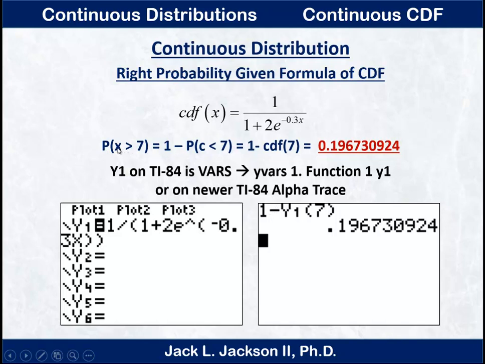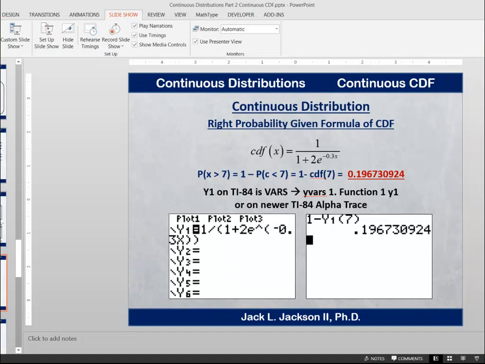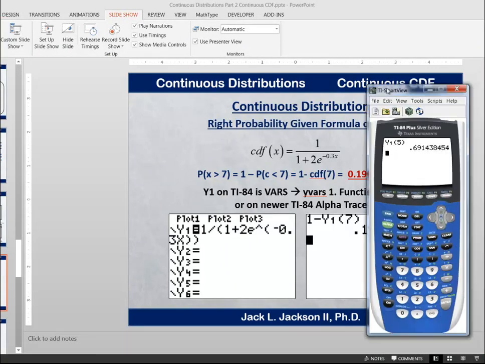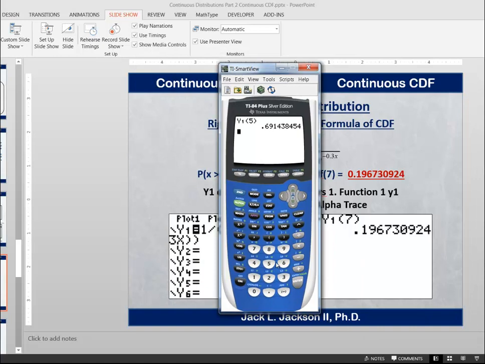But notice that the probability that x is greater than 7 is 1 minus the probability that x is less than 7. So it's 1 minus the CDF of 7. So that's 1 minus y1 of 7. So from the home screen there, I just type in 1 minus y1 of 7. Once again, if you want to look at the calculator here, we just type that in, 1 minus. Now, let's go over again. It's variables, to y variables, function, y1 of 7.